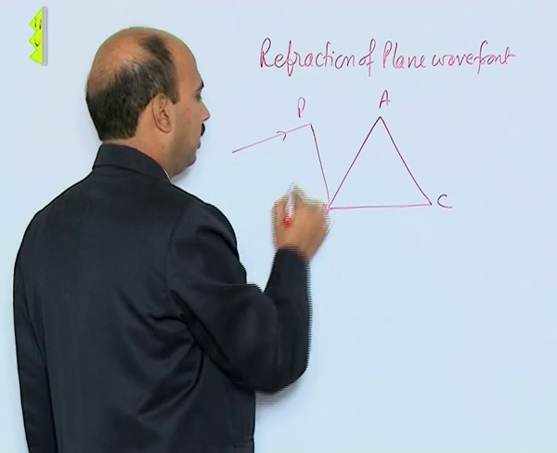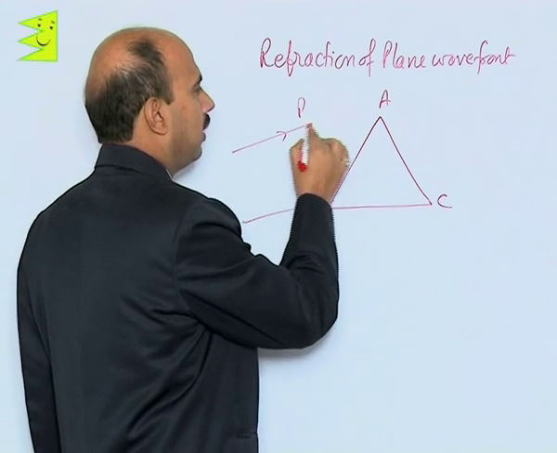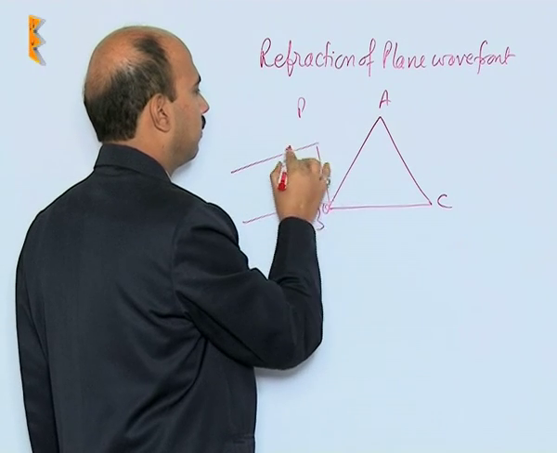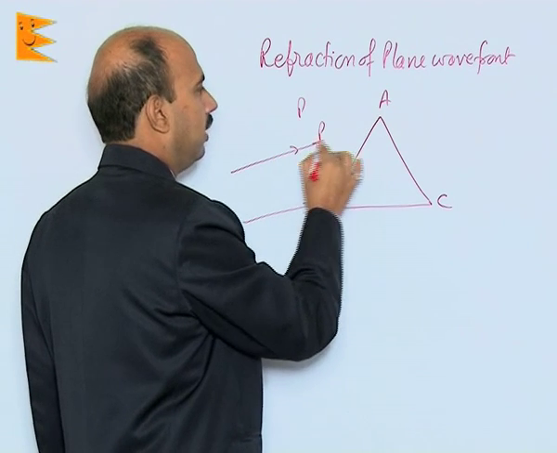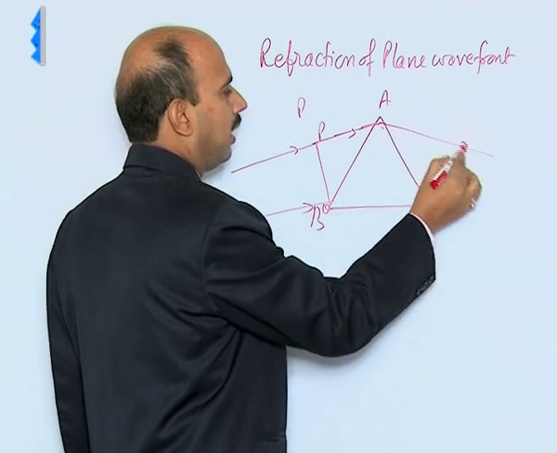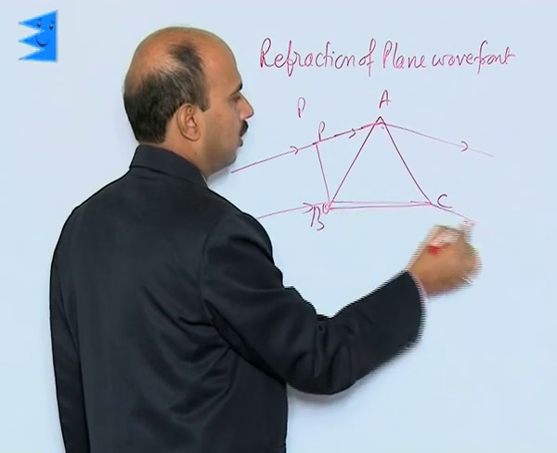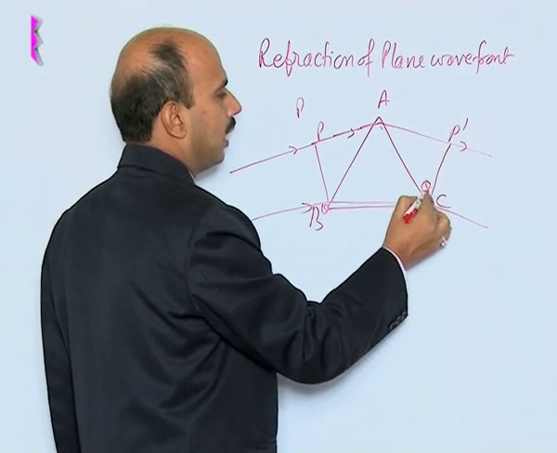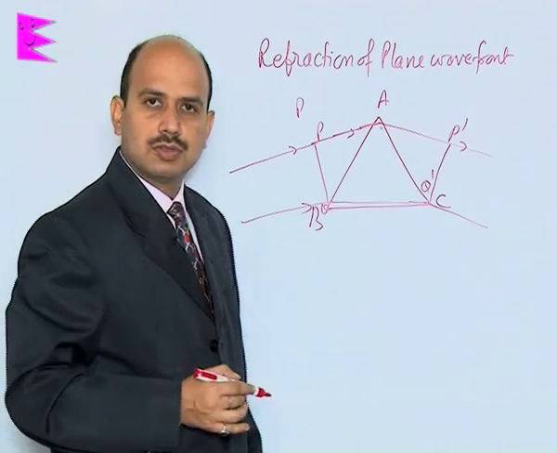So rays are like this. After refraction, here the rays fall over here and it gets refracted in this way, and the refracted plane wavefront is obtained like that, P dash Q dash.